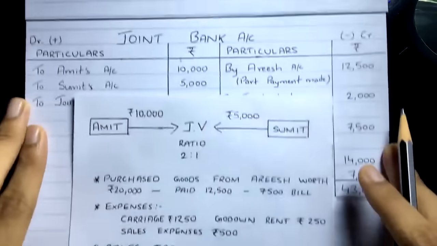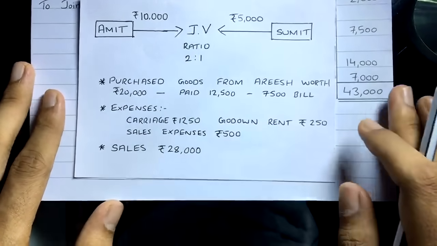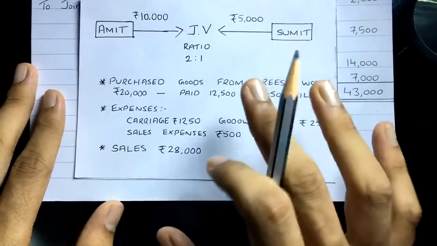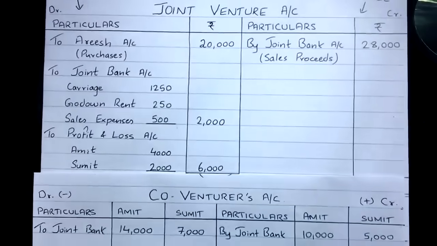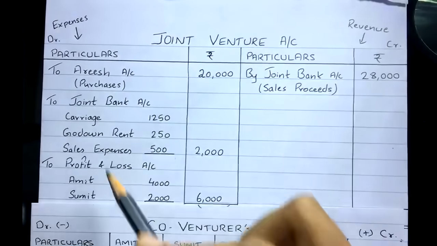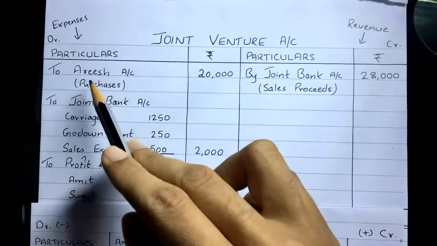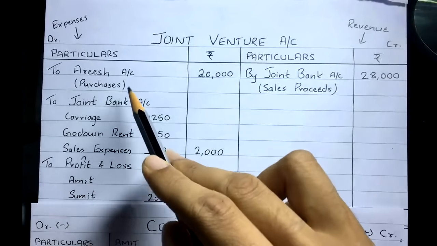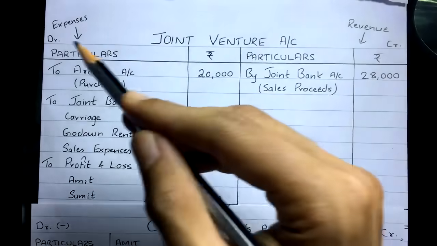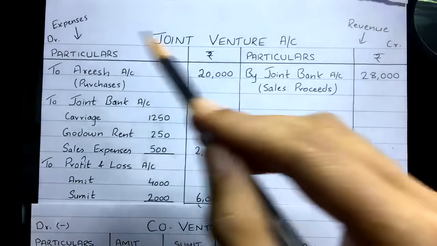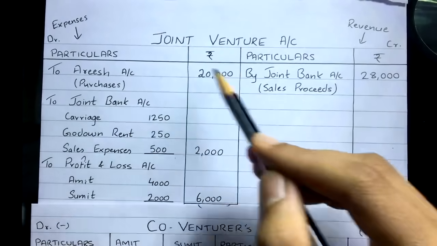And then there was purchased goods from Arish worth rupees 20,000. So that purchases is an expense, right? So here we open a joint venture account. So that will come here in the joint venture where we record all the expenses on the debit side and all the revenues on the credit side. So it will come over here to Arish account 20,000 credit purchase, right? So it's an expense. So 20,000 will come on the debit side. Joint venture account will get debited. Okay, joint venture account debit because of the expense of this Arish. We have purchased goods from Arish 20,000.